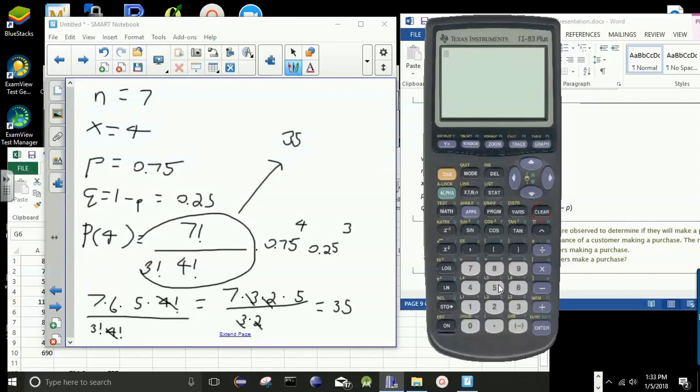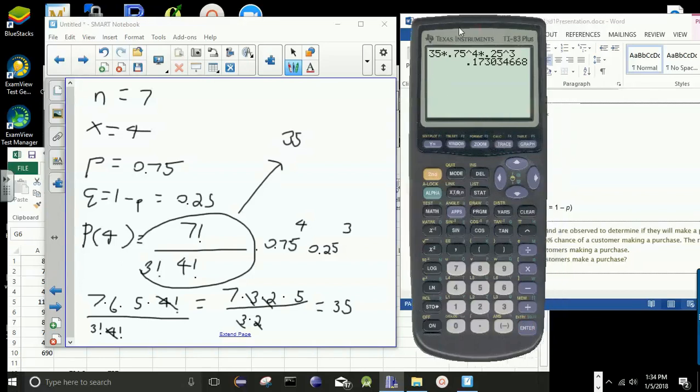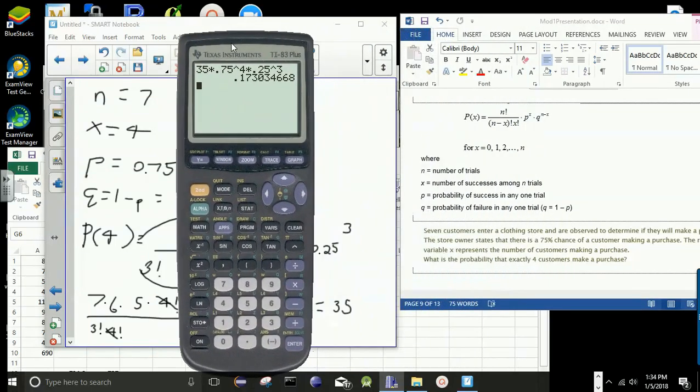Okay, so we have 35 times, okay, so we need 0.75 raised to the 4th power. So that would be 0.75. Let's see, let's do it. I think I can do this. Raised to the 4th power times 0.25 raised to the 3rd power. Okay, so I have a 17.3% chance that 4 customers out of 7 will make a purchase.